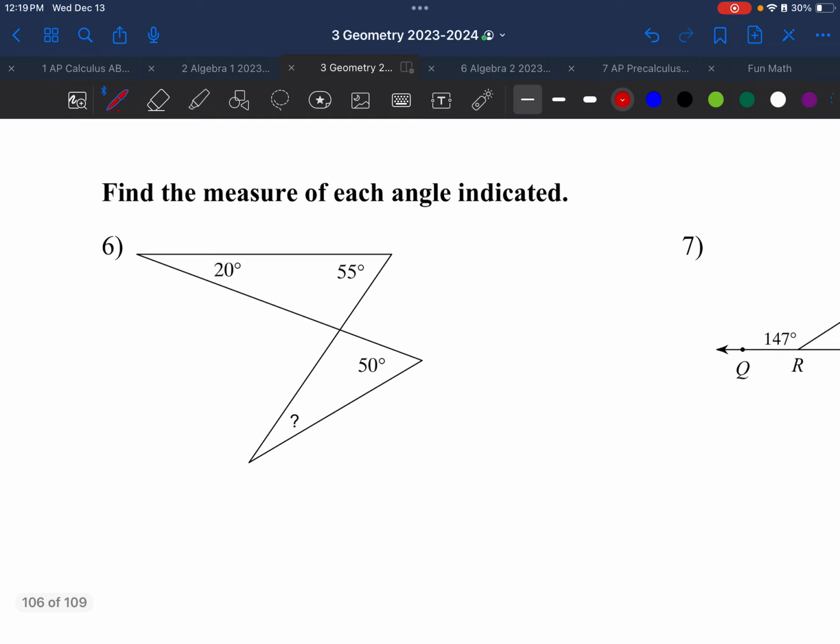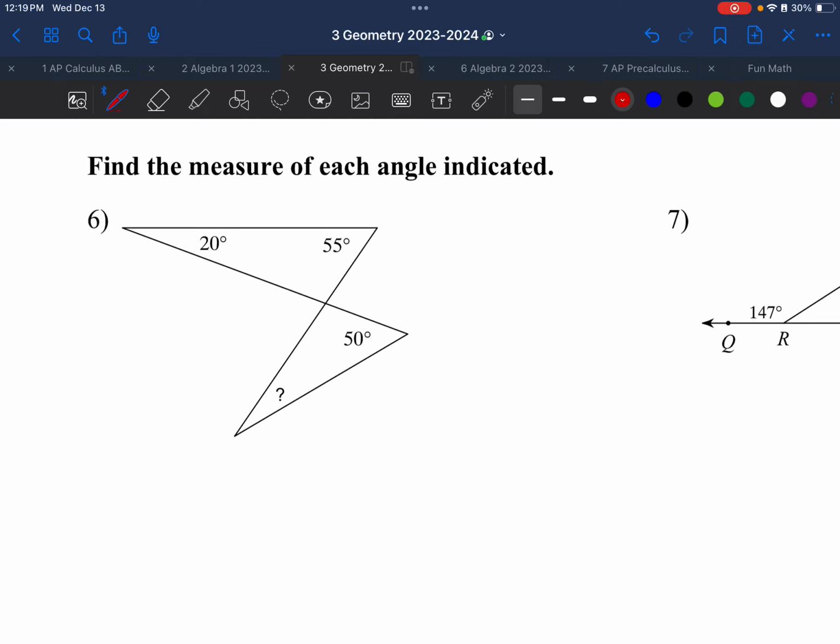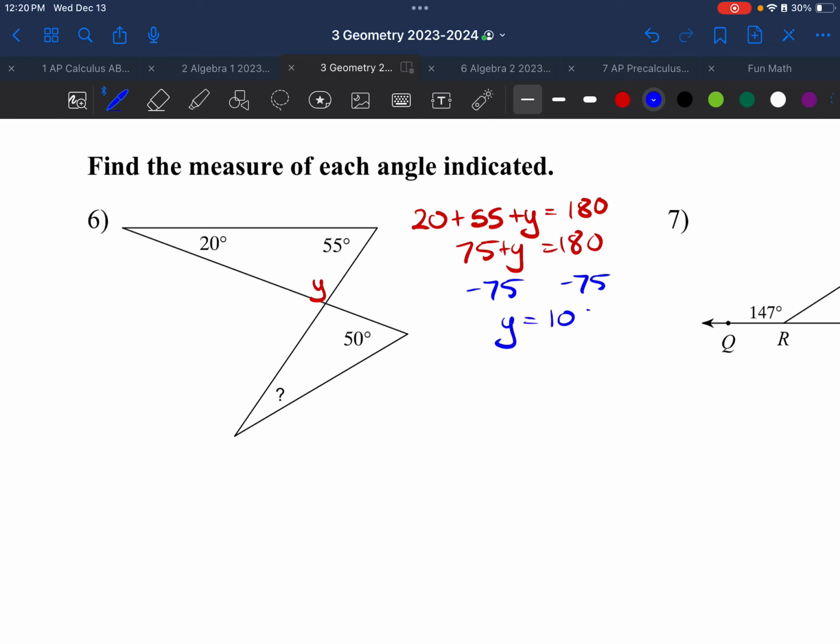In number 6, we're trying to find that question mark angle. And you have to use the fact that a triangle has interior angles that sum to 180. Let's have a temporary variable here called y. I know that 20 plus 55 plus y have to add up to 180 degrees. Therefore, 75 plus y is equal to 180 degrees. If I simply subtract 75 from both sides, I'll get y is equal to 105. So I know that this angle is really equal to 105.